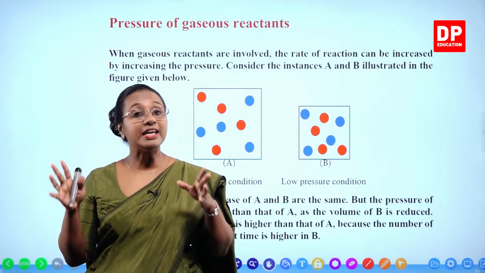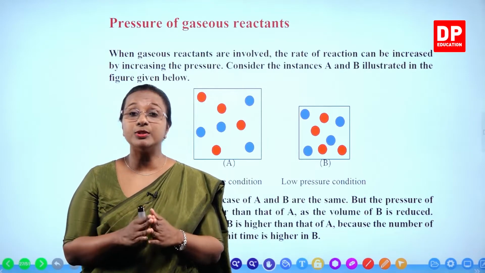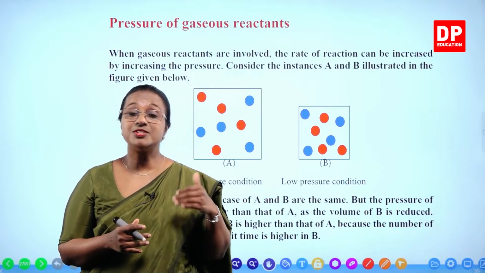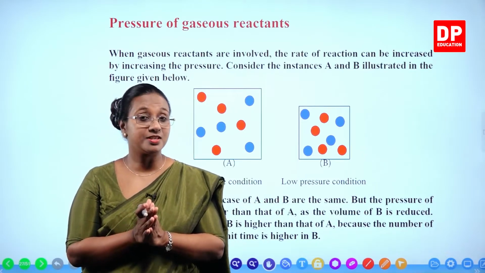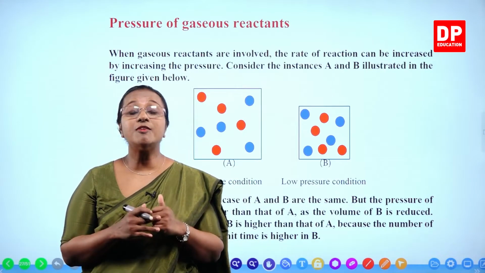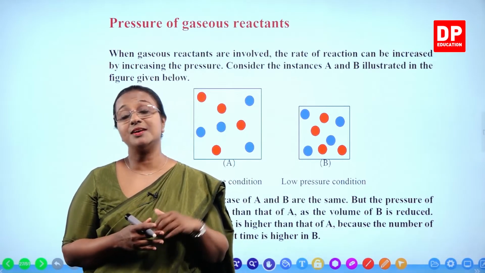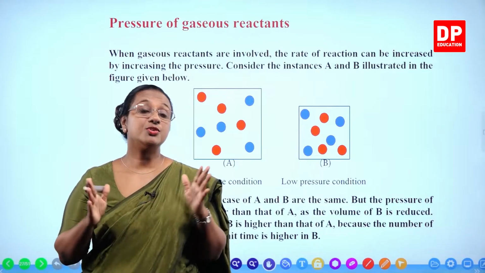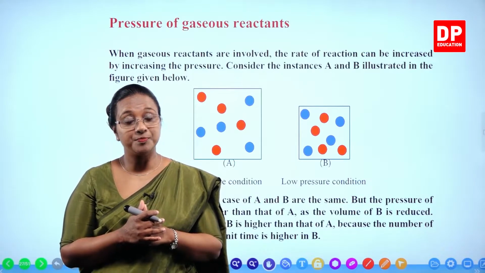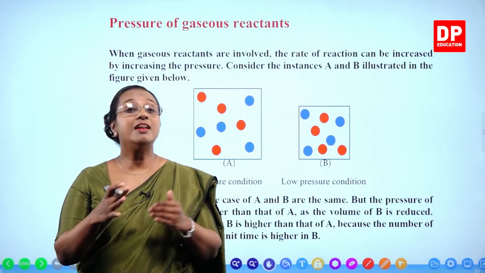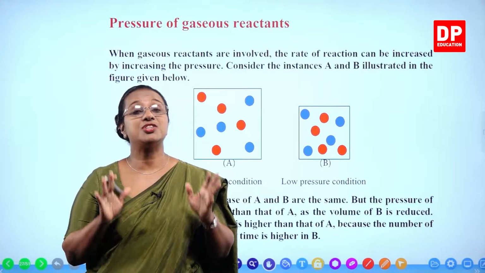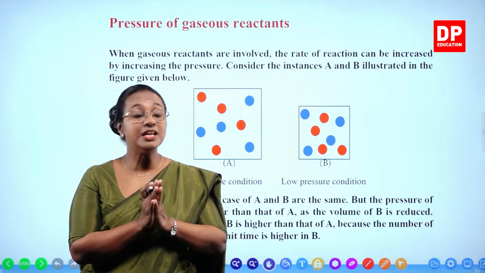In the last chapter, I ended by explaining how the concentration of reactants increases the rate of reaction. When the concentration increases, the rate of reaction increases. You can remember the example also. We observed the rate of reaction of magnesium reacting with hydrochloric acid. There we changed the concentration of hydrochloric acid and observed the rate of fizzing. When the concentration increased, the rate of fizzing increased. From that we were able to conclude that the rate of reaction increases when the concentration increases.